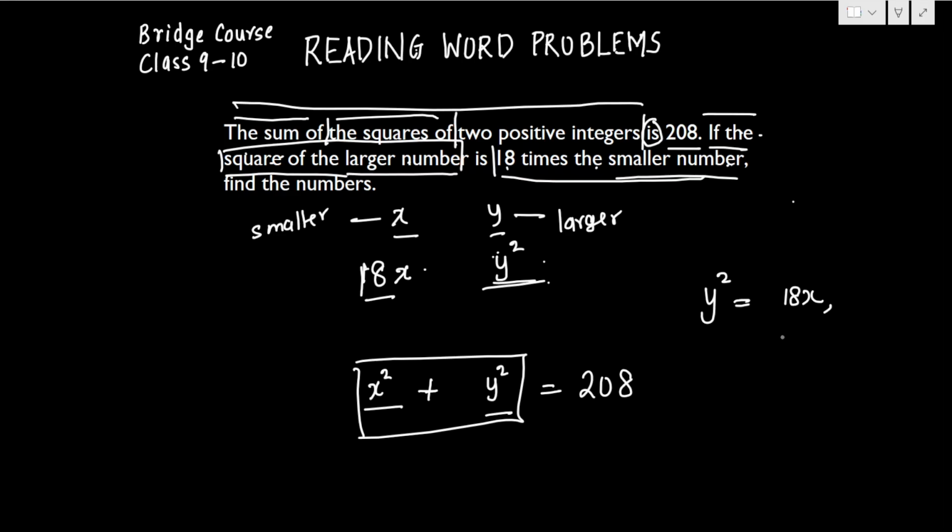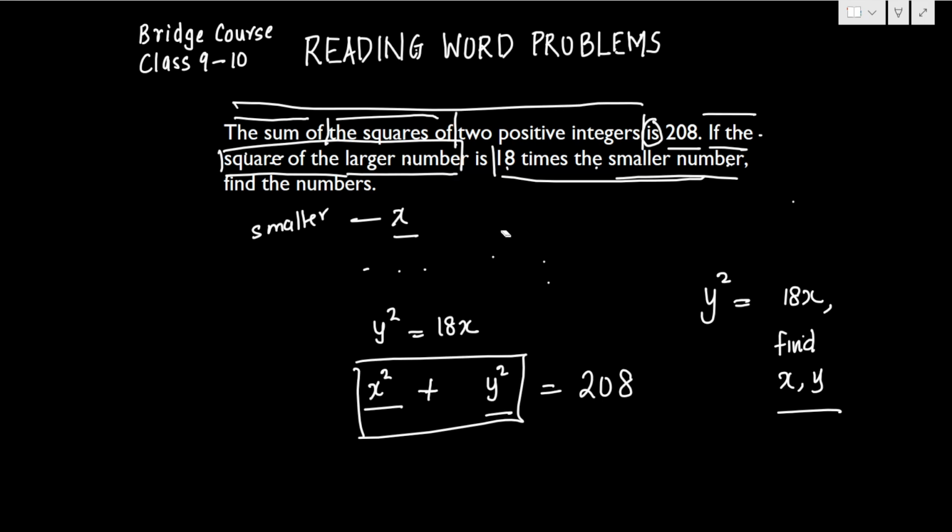If this is equal to this, find the numbers. What does that mean? Find x comma y, because those are the numbers that we named. So I got the first equation. Second, I have another equation, y square is equal to 18x. So now all I am left with is these two equations, and using them I have to solve and find the values of x and y. So this is how you break down a problem into smaller pieces and translate them into equations.